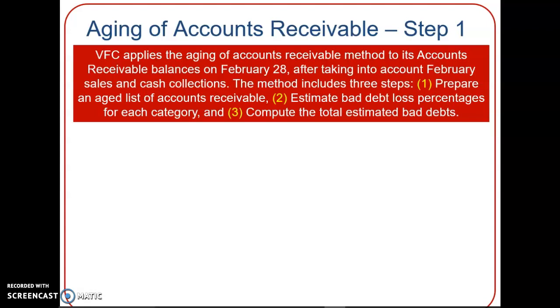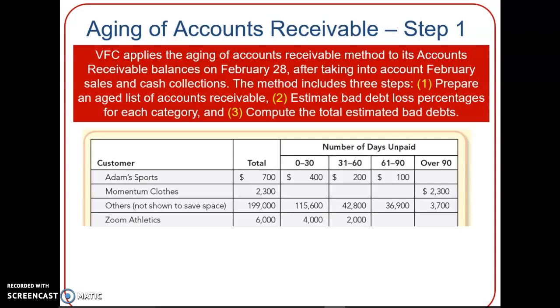To apply the aging of accounts receivable method, we're going to take 3 steps. First, we're going to prepare an age list of accounts receivable. Second, we're going to estimate the bad debt loss percentage for each age category. And third, we do the calculation to compute the total estimated bad debts. There is a caveat there: we cannot directly record that in a journal entry. We have to figure the journal entry number out, but we're going to see.